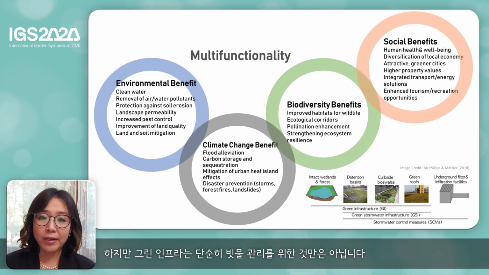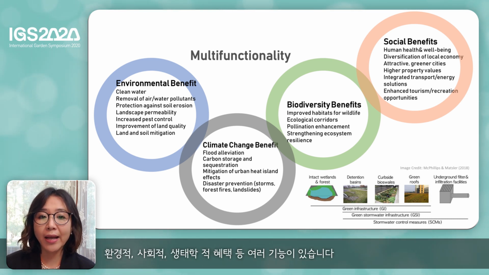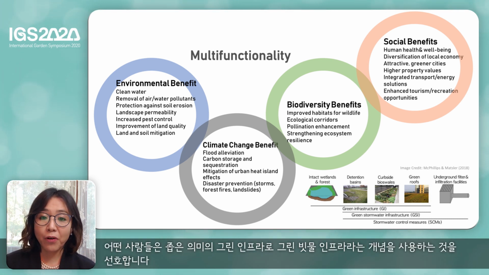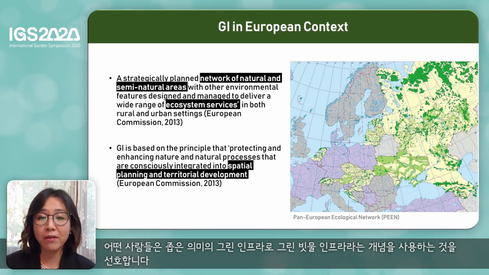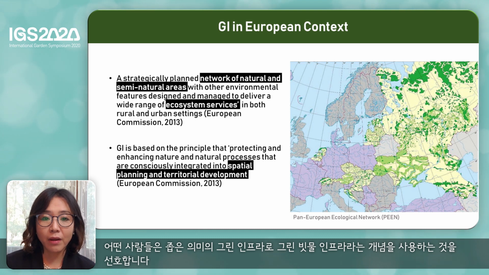Green infrastructure is not just for stormwater management, however. It has multifunctionality, including environmental, social, and ecological benefits. And so some people prefer using the notion of green stormwater infrastructure to indicate the narrow sense of green infrastructure.